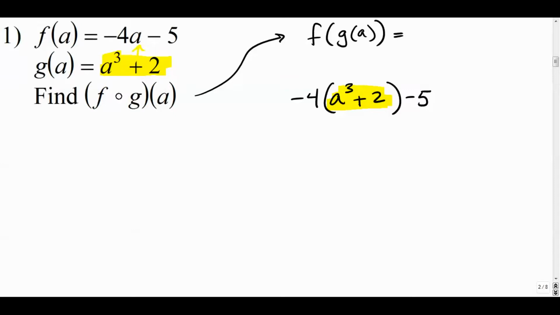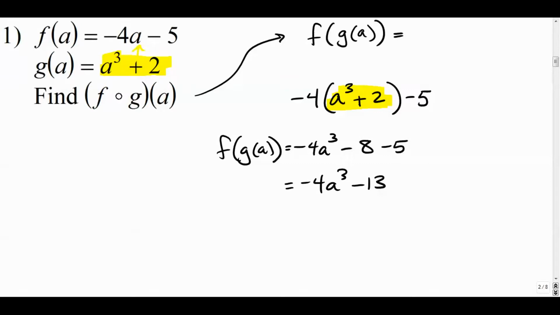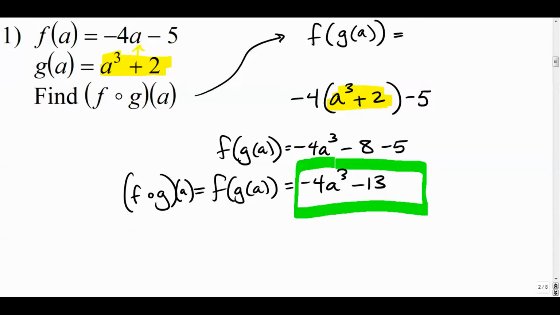I just did a little fancy substitution there. I substituted the function g inside of the function f, and then I simplify. So negative 4a to the third minus 8 minus 5. This is f of g of a. And I just combine like terms, negative 13, and I'm done. So that's what that is equal to. Again, if you want to use the other notation, it's good to know both. But that's the final answer. That's all you would do. It's rewriting a new function rule, the composite of f and g, when g is nested inside of f.